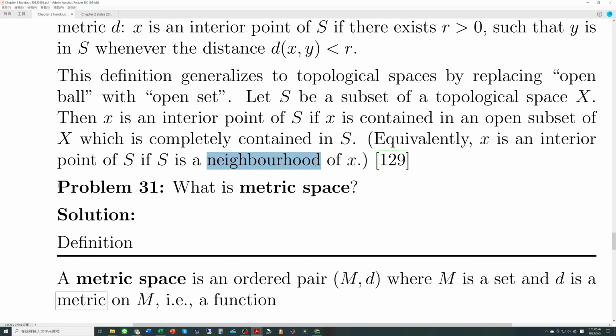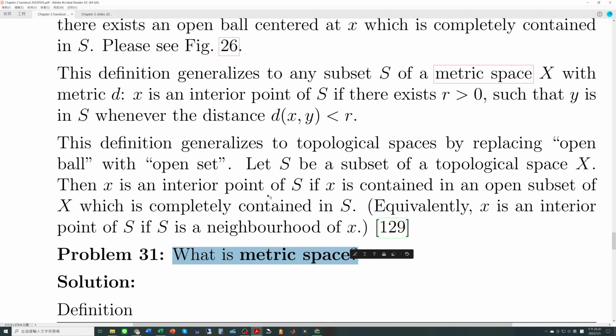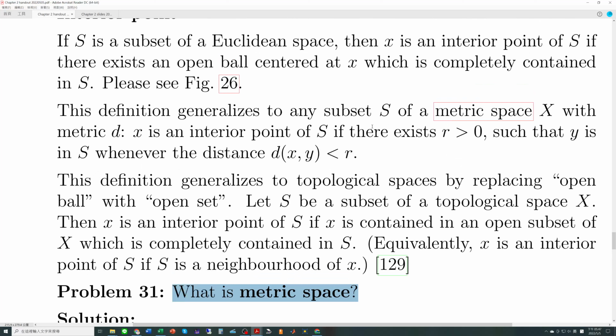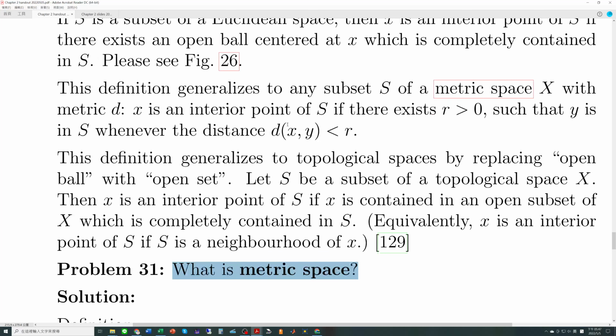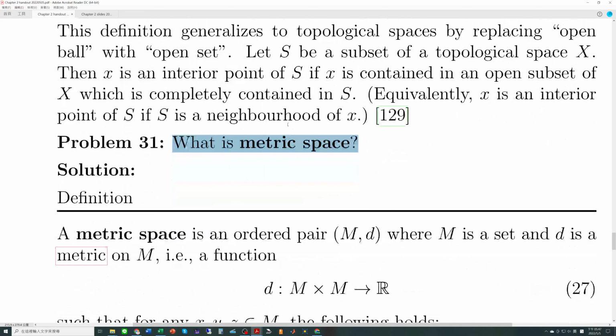Let us see problem 31. What is a metric space? Why do we need to know what a metric space is? Because we have encountered the term metric space in the solution to the previous problem.